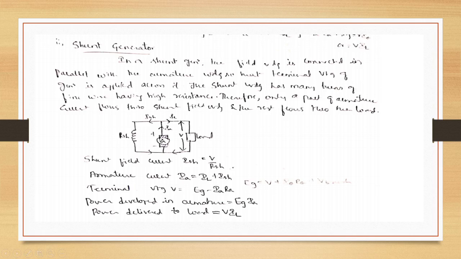So here you can see in this diagram, Ia, the current generated by the armature, is getting divided into two parts, that is Ish and IL. So armature current Ia is equal to IL plus Ish, and Ish is equal to V by Rsh. Always you have to remember that in shunt, Ish is V by Rsh and Ia is equal to IL plus Ish, and V is equal to Eg minus Ia Ra, or Eg is equal to V plus Ia Ra. Power developed in armature is Eg Ia, power given to the load is V IL.